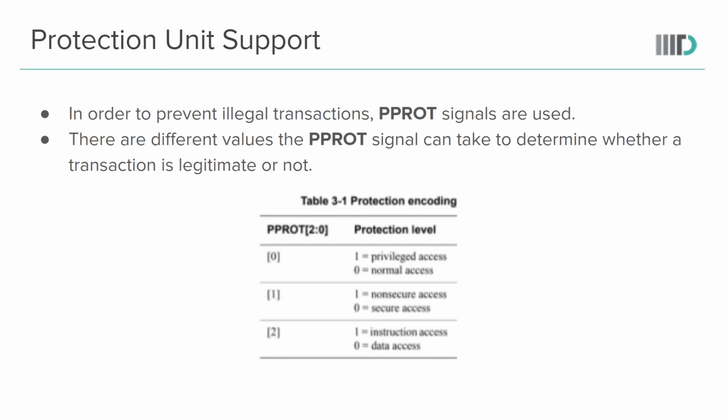And PPROT 2, which is this one, is used for data or instruction access. So low indicates a data access while high indicates an instruction access. This bit gives an indication if the transaction is a data or instruction access only. Next, we will move on to the AHB protocol.